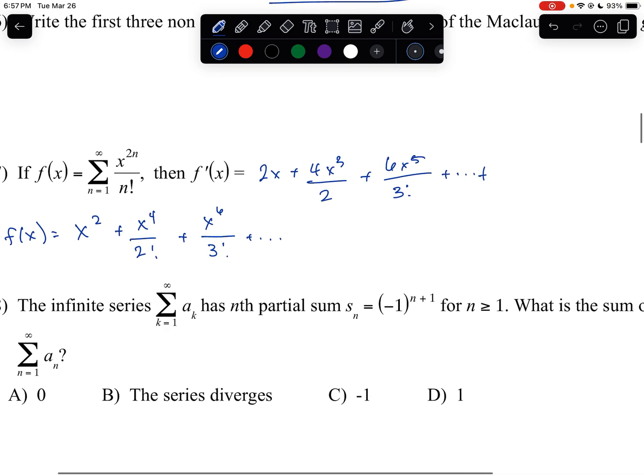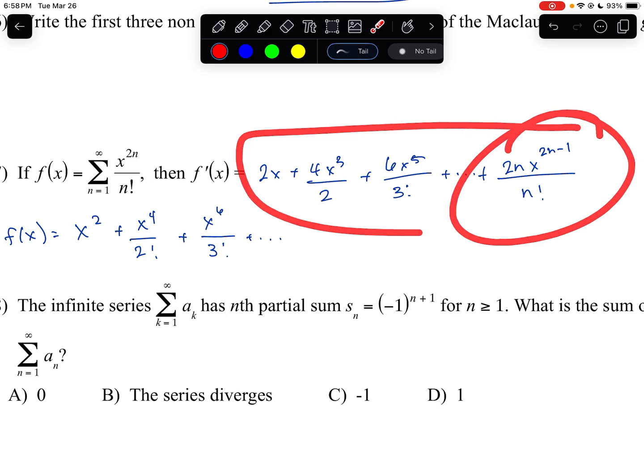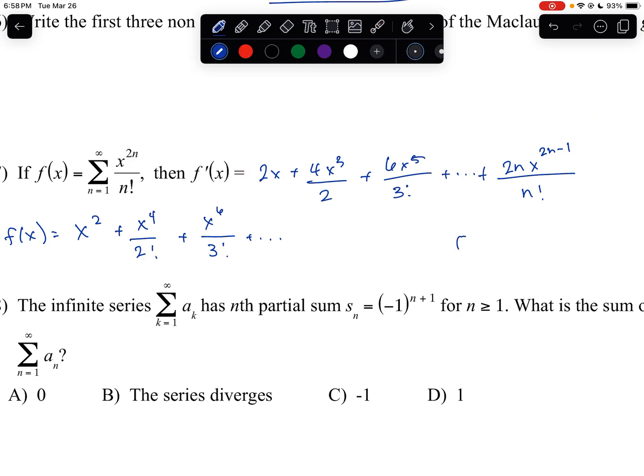If I go to the nth term, n is going to be a constant, so those will remain as constants. So I'm just going to take the derivative of this as if this were just any constant. I'm going to drop that, so it's going to be 2n x raised to the 2n minus 1 all over n factorial. And there you have it. This would be the derivative. I would say that f prime of x would be equal to the series as n equals 1, 2n x to the 2n minus 1 over n factorial.